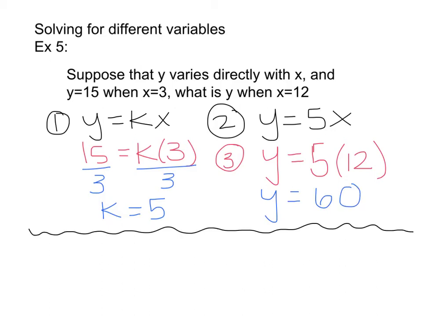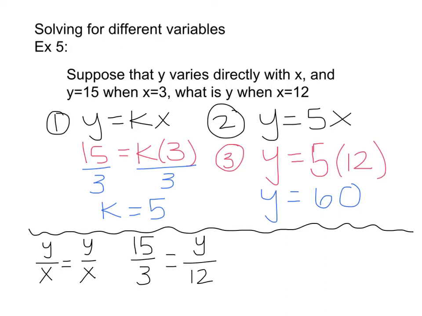The book is going to teach you to solve this problem by setting up a proportion. So when you set up a proportion, you want to have y over x equals y over x. And remember, you're making your k values when you do y divided by x. So if you did 15 divided by 3 equals, you don't know what y is, so that's what you're trying to solve for, divided by 12. And then you get to cross multiply.